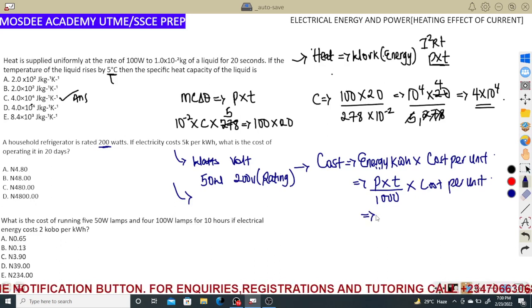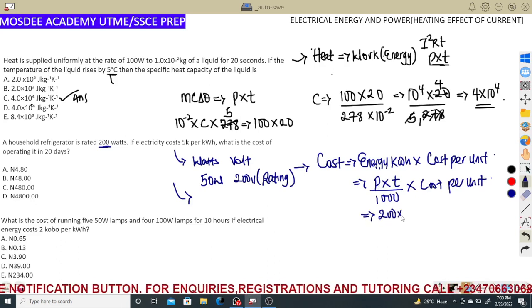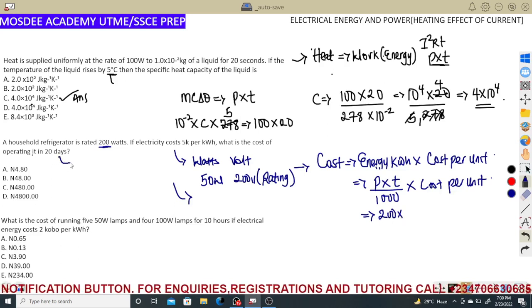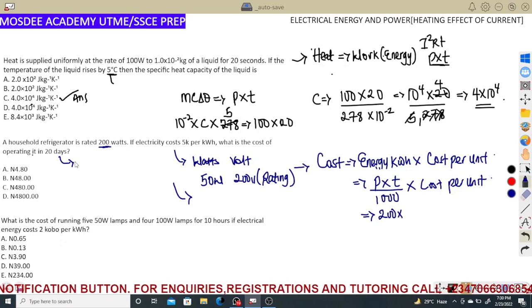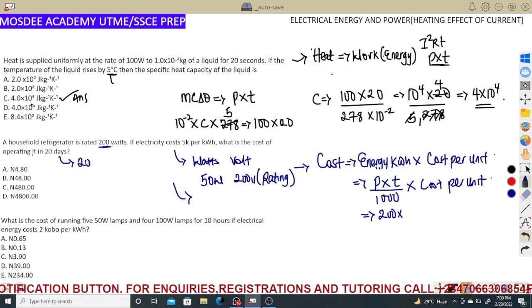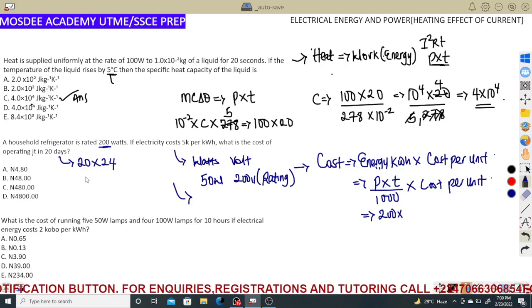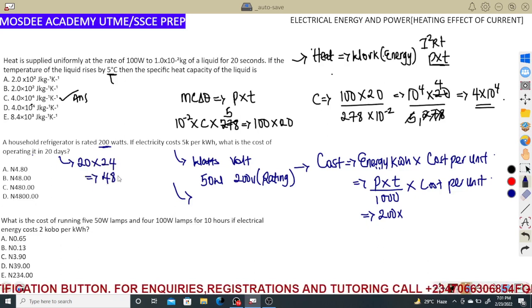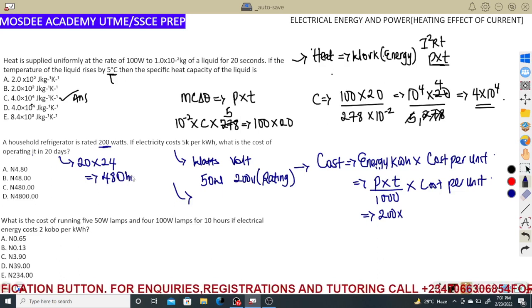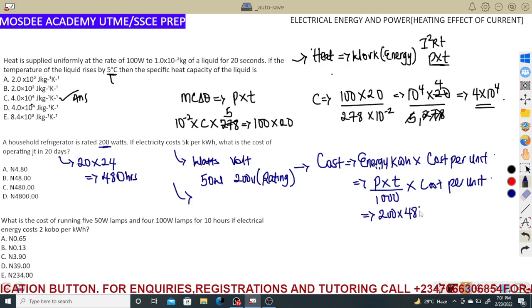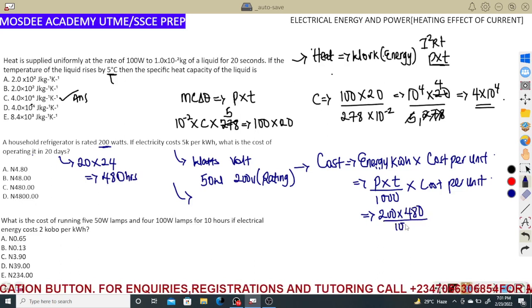What's the power? 200. What's the time? 20 days. You have to convert 20 days to hours. 24 hours make one day. 20 times 24 is easy to multiply: that's 480 hours. Please confirm. That's 480 hours over 1,000.